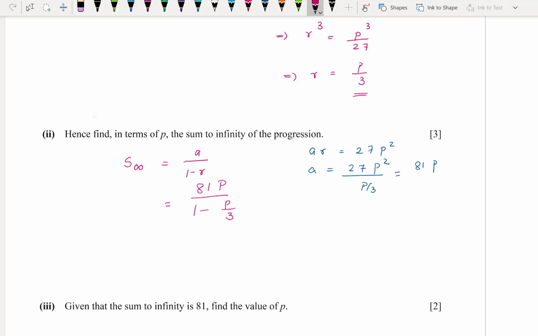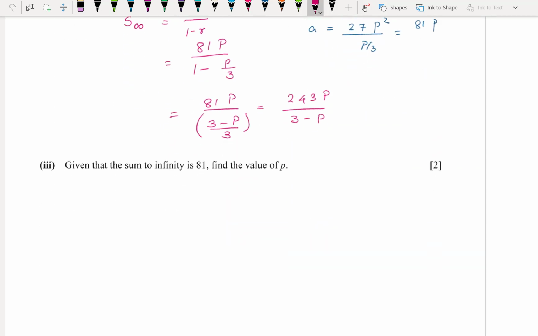Now let us simplify this. It's going to give us 81p divided by 3 minus p by 3. Yes, it is correct. So that will give us 243p divided by 3 minus p, taking 3 to the upper side. We need to leave it at that because the question says in terms of p, so we don't have to worry. Got it? Shall we proceed?